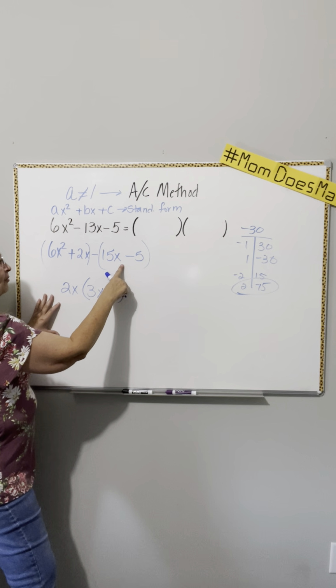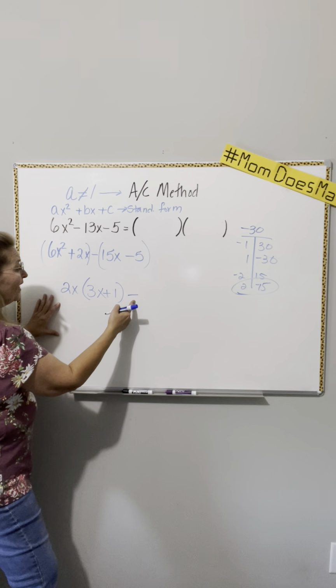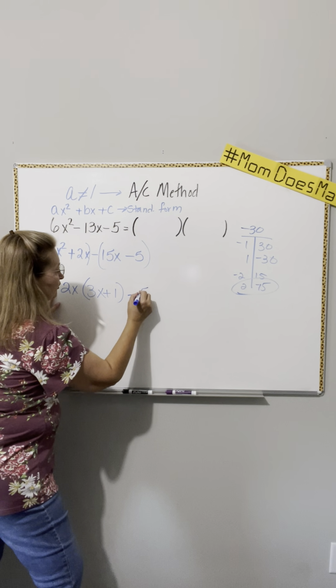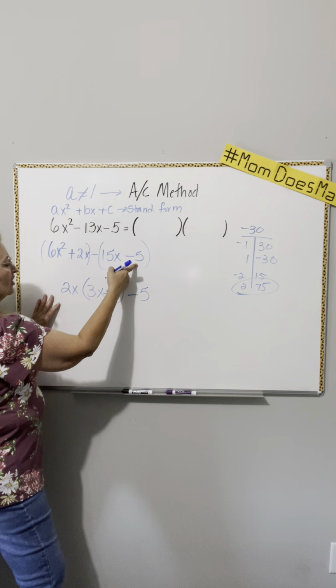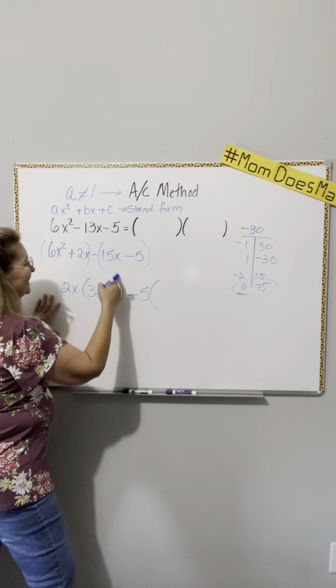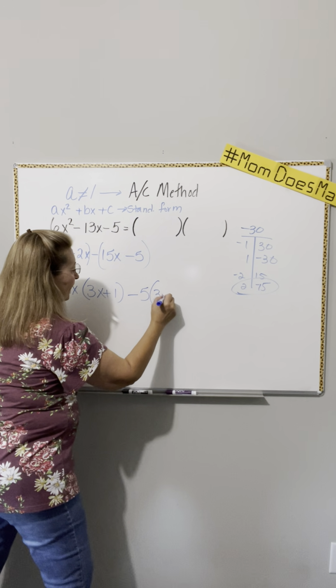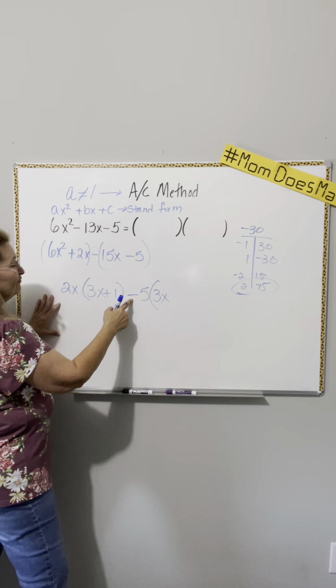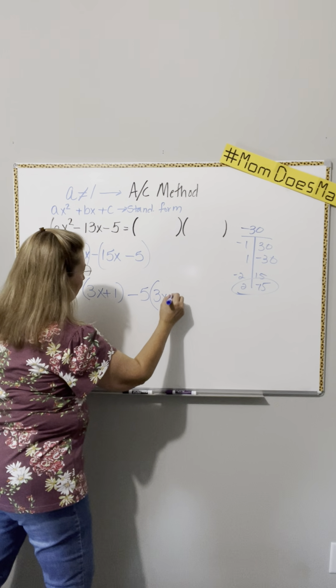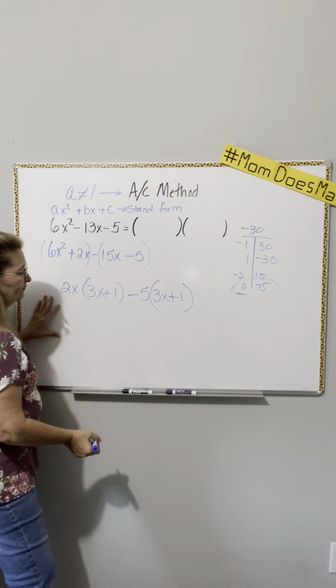All right, greatest common factor here. Now we have that minus sign. I'm going to factor out a 5. 5 is the greatest common factor. All right, when I take 5 out of 15x, I get 3x. When I take 5 out of negative 5, though, I get positive 1.